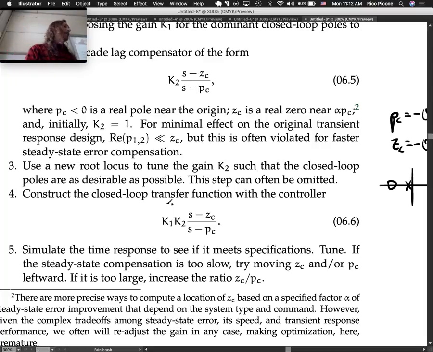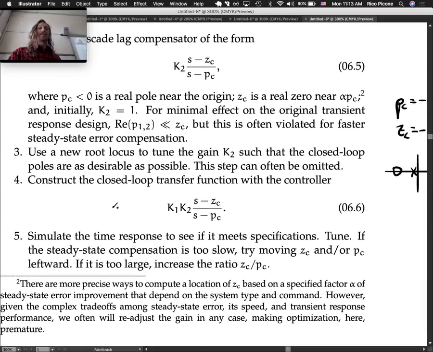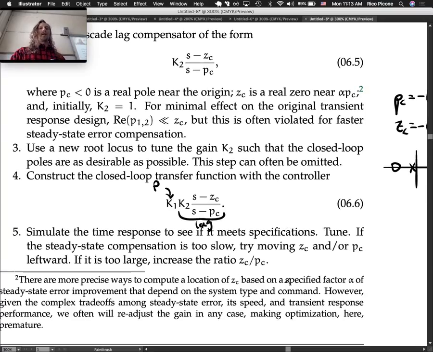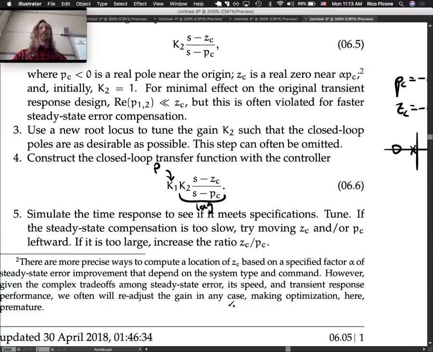This is one of those things with the design where it's kind of a technique that you develop and maybe you get comfortable with for yourself. This is like sort of a guideline of ways you could go about it. So, step 4, construct the closed loop transfer function with the controller. So this is the controller here. So this was our original gain controller, our P. And then this is our lag compensator, right? So once you put the lag compensator on there, it is your proportional lag controller. Then you can simulate the time response to see if it meets specs.